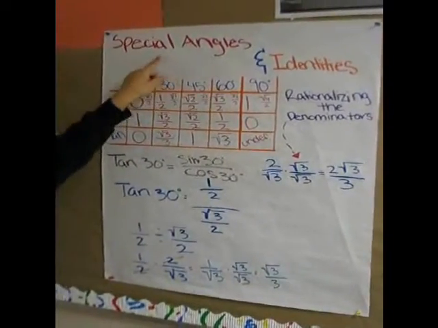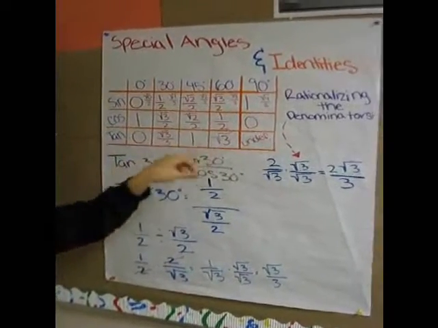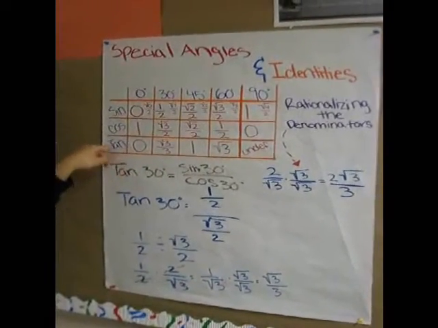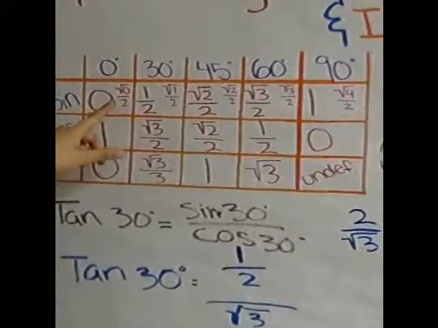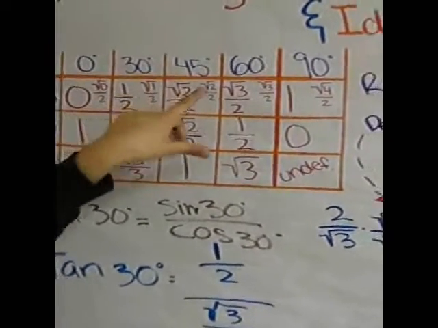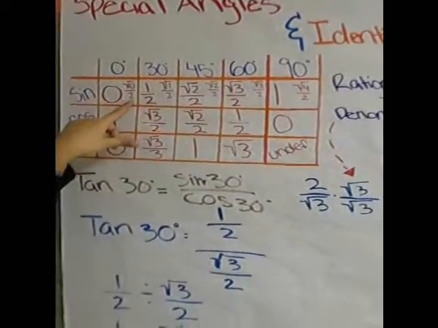So my topic is special angles and identities, and this is a table of special angles. You simply derive these numbers by getting the square root of 0, square root of 1, square root of 2, square root of 3, and square root of 4, and divide them by 2.